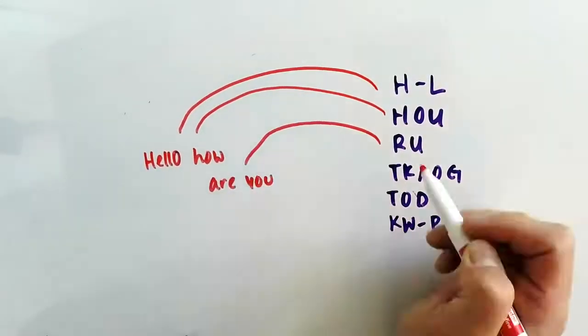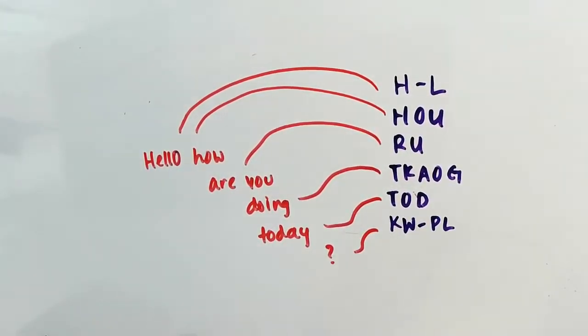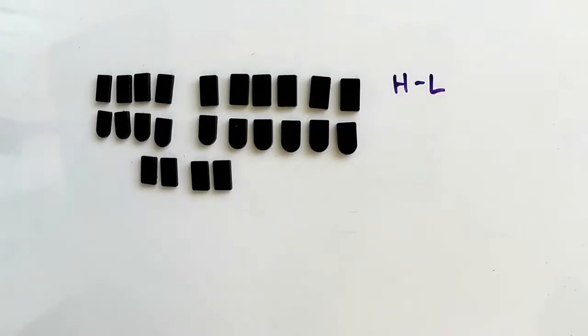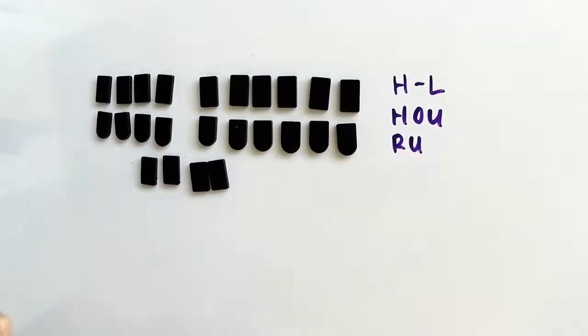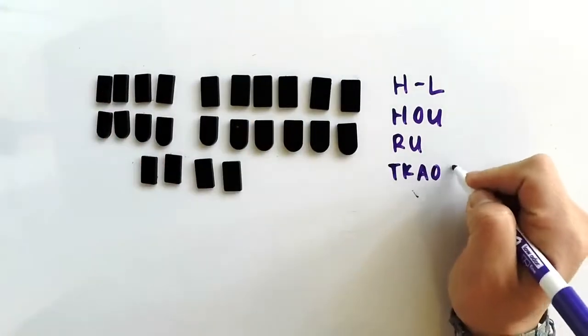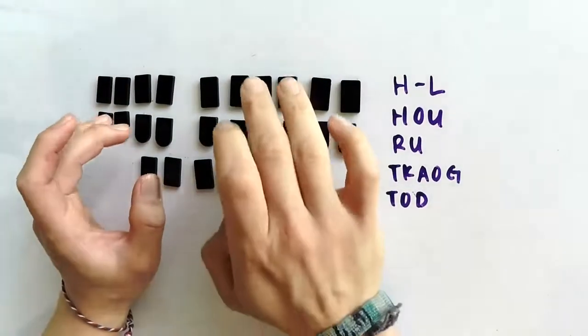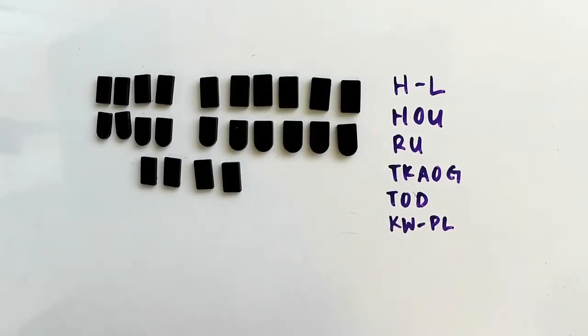So if I were going to write the phrase, "Hello, how are you doing today?" I would first write the stroke for hello, which is HL, and then how, which is HOU, RU, which is RU, TKAOG for doing, TOD, which is today, and KWPL, which is my stroke for the question mark.